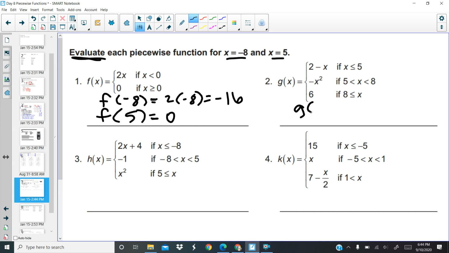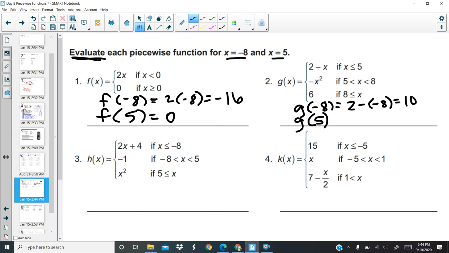So then on the second one, this equation is called g of x. So we're looking for g of -8 and g of 5. For -8, that's going to fall into our first interval up here because -8 is less than 5. So we're going to plug -8 into 2 minus x, with x being -8. So then 2 minus -8, if you're subtracting a negative, it becomes a positive. So it'd be the same as 2 plus 8, which is 10.